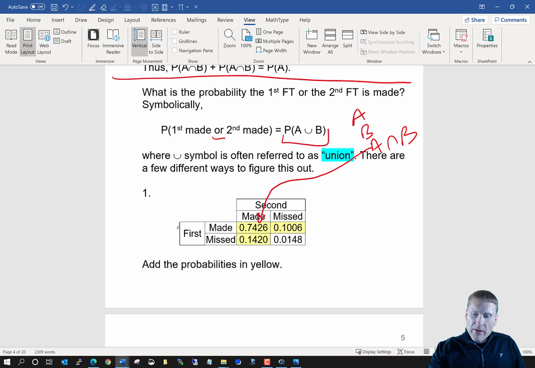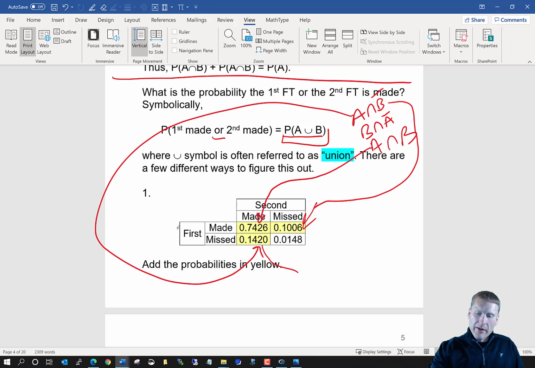And so the probability that A union B is equal to 0.7426 plus 0.1006 plus 0.1420. So perhaps I should have written it like this. That would make it a little bit more clear. There we go. So this would go down to here, and let's wrap this all the way around to there. And so that's what this expression is.